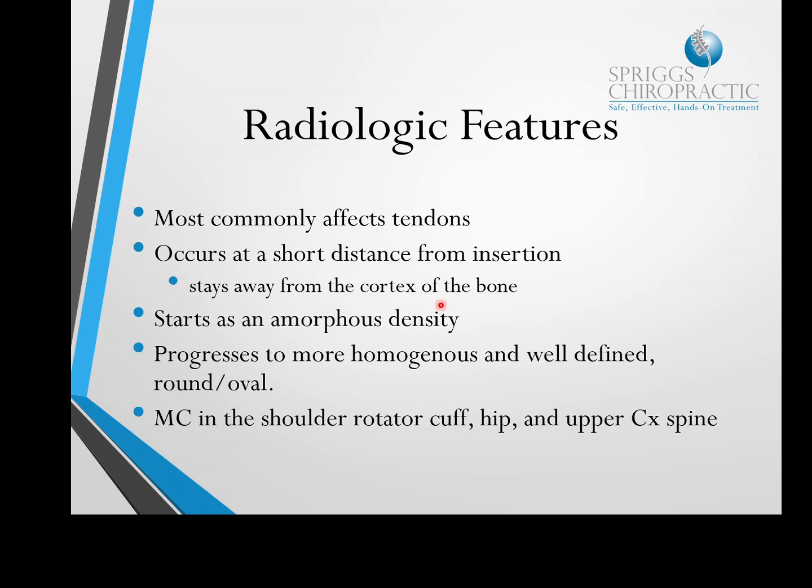It always stays above the cortex of the bone, so it doesn't look as though it's infiltrating into the cortex of the bone. Progresses to become a homogeneous, well-defined round or oval density within the joint. Most common in the shoulder, around the rotator cuff, and in the hip and cervical spine are the three most common areas.